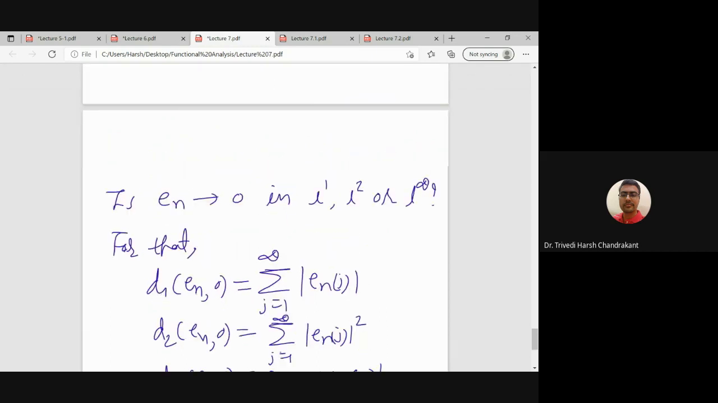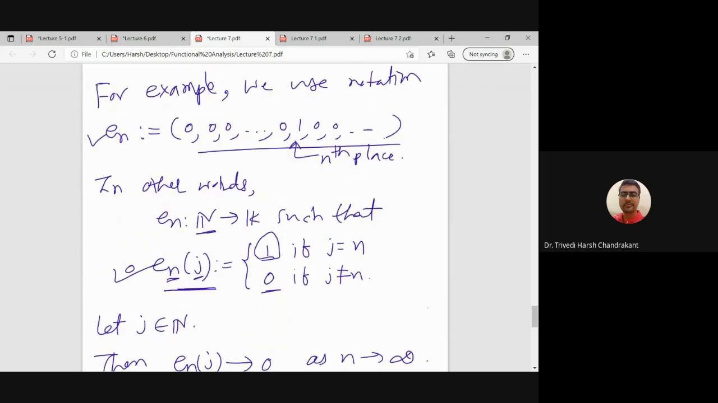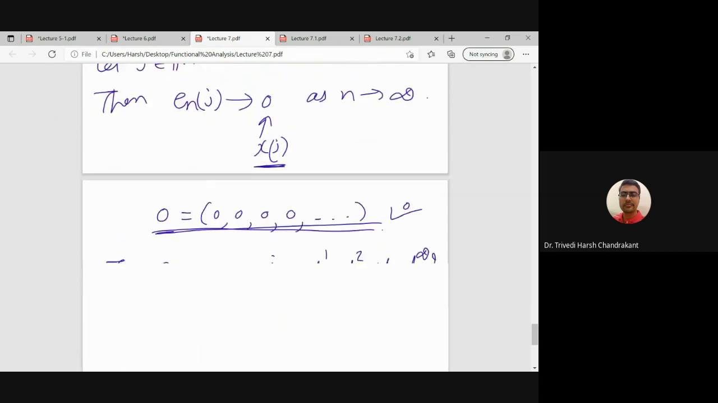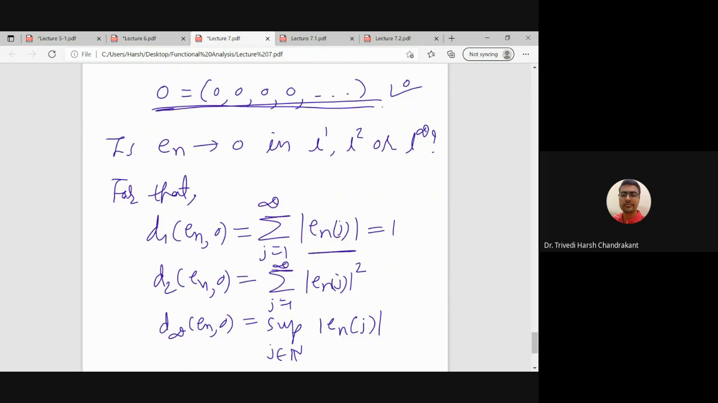So now we can use the definition of En_j. So En_j is the function whose only one entry is non-zero, other entry is zero, right? So if we take the modulus of each entry and add them, that is the first metric, right? Modulus of each entry and adding them, so that is one only, because only one entry is one, other is zero.